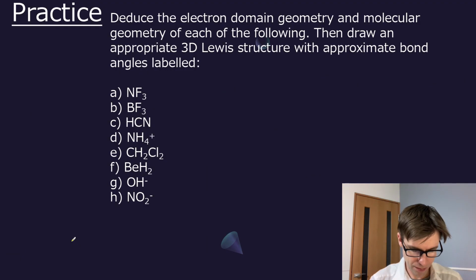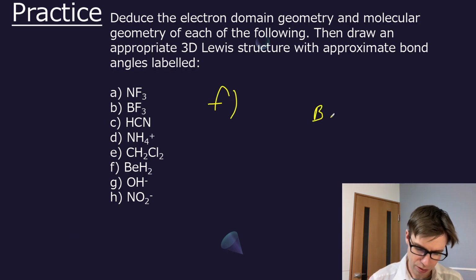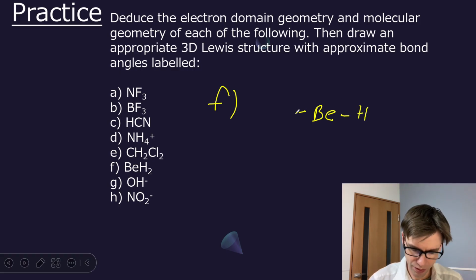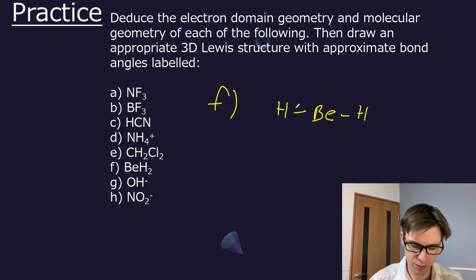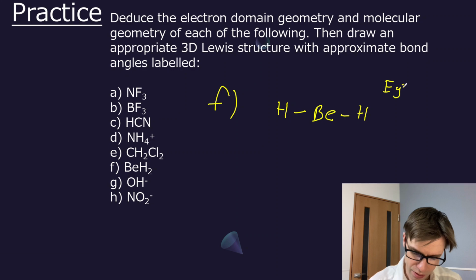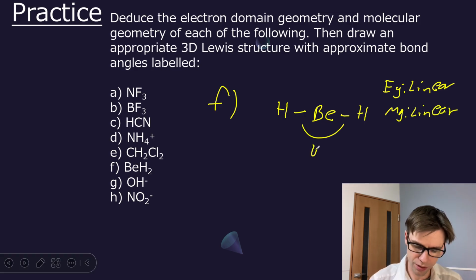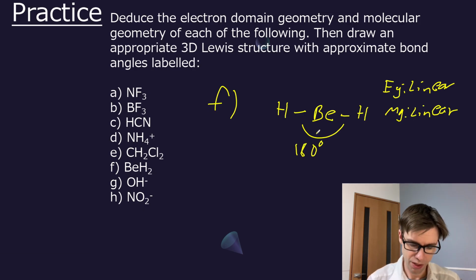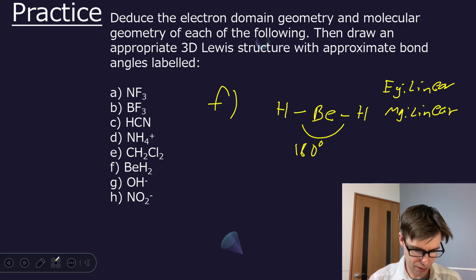F, let's try that. BeH2. So will this have any 3D components? No. This is just one domain on each side of beryllium, no other lone pairs. This is linear electron domain geometry, linear molecular geometry. Just two domains, no lone pairs going on, so this angle should be pretty much 180. Okay, that's easy. G next.